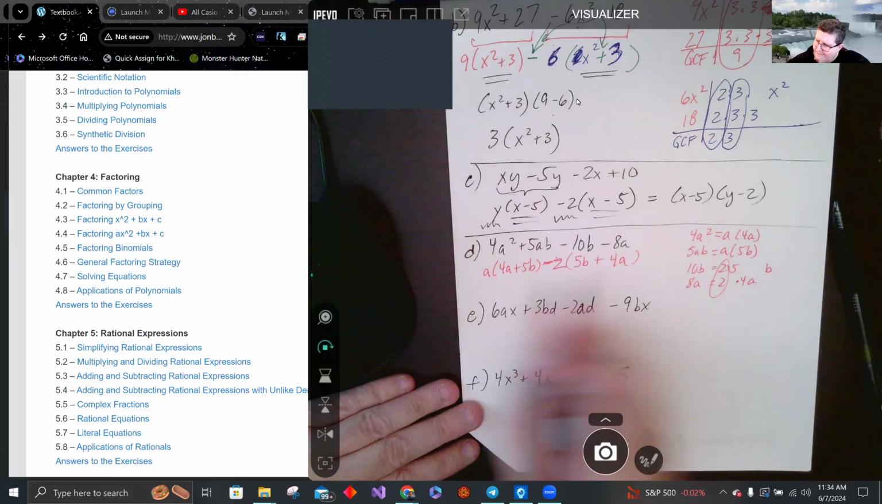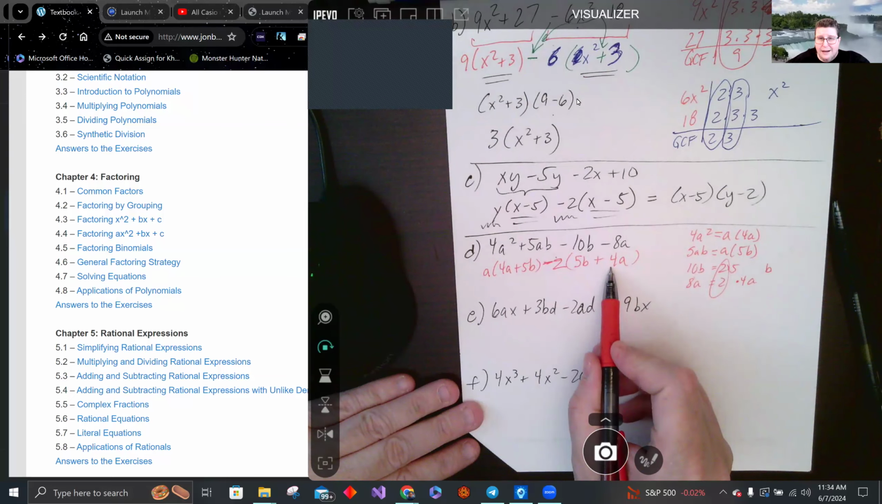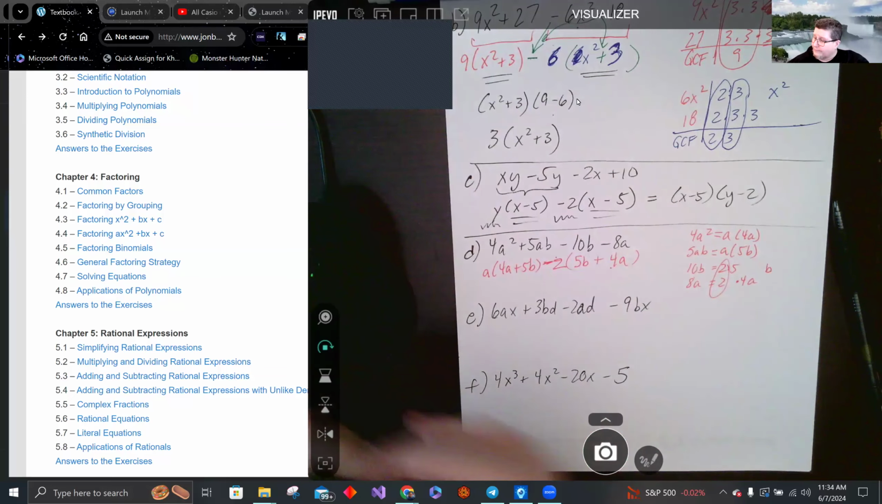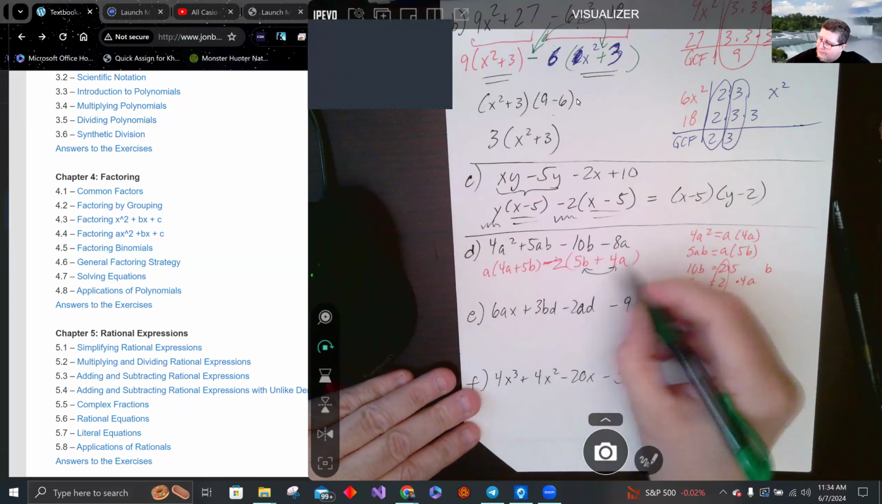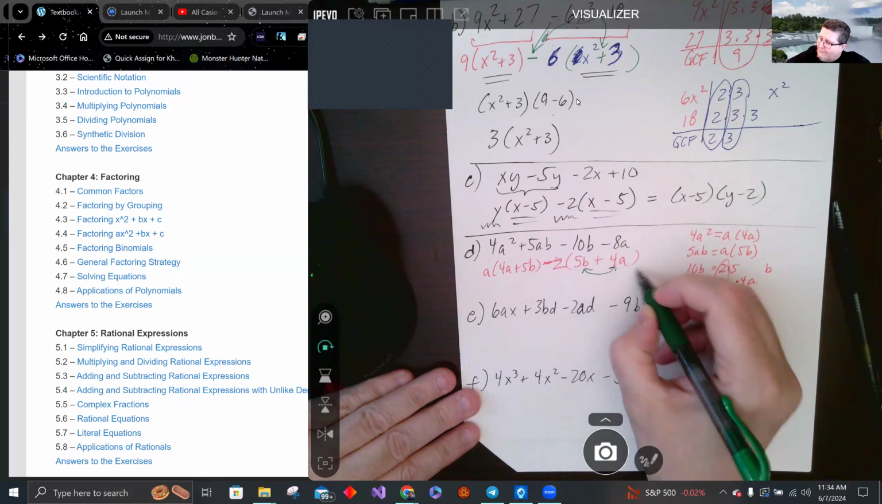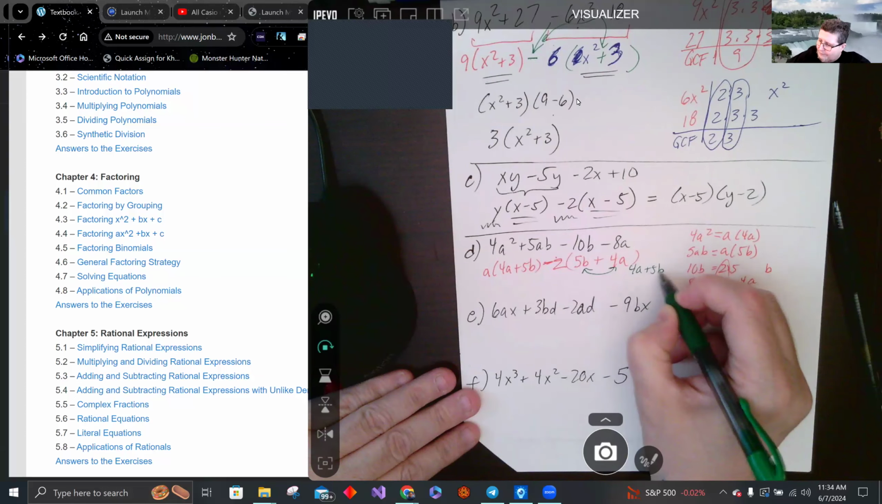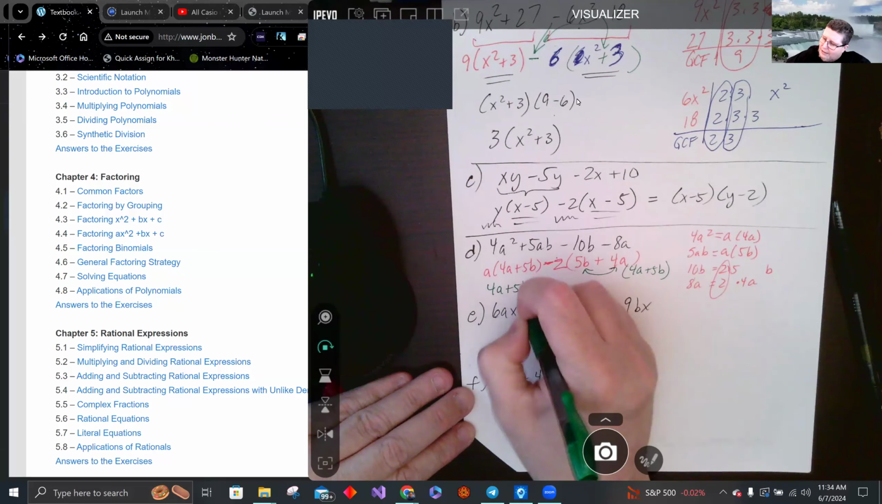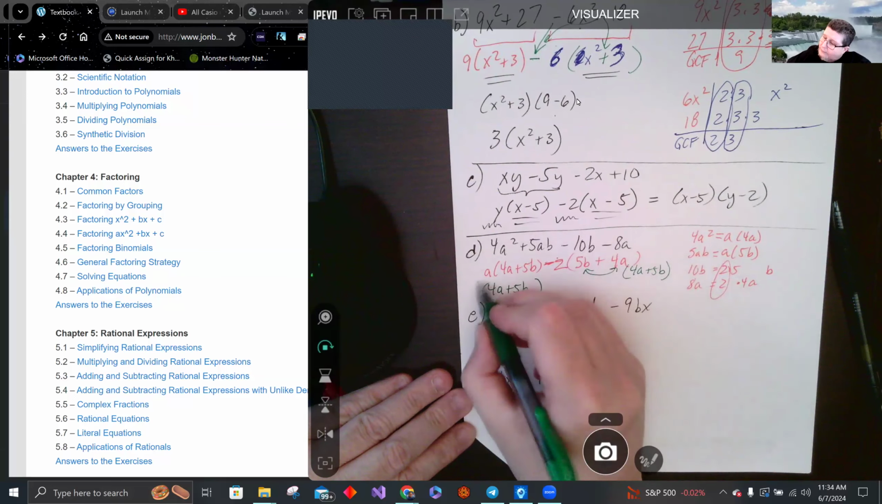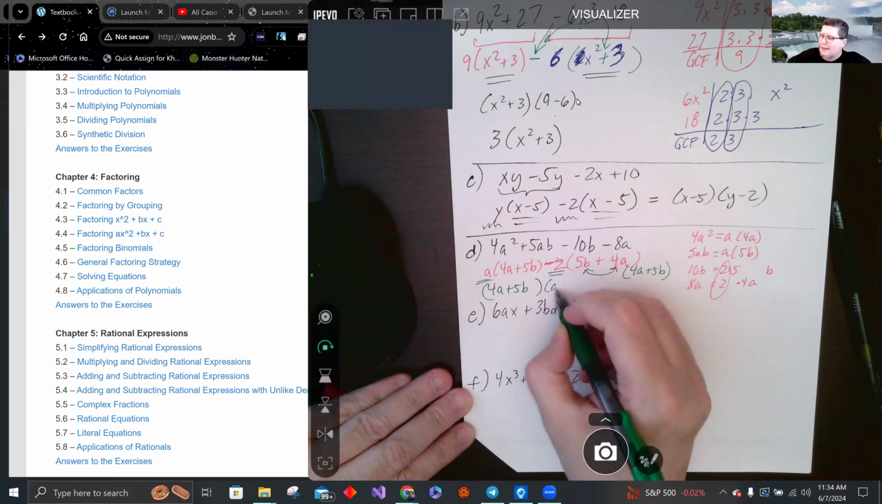Are these the same? Yes, they are. When we have a plus, we can swap orders and make that 4a plus 5b. So I have 4a plus 5b in common with both. What I have left over is a minus 2.